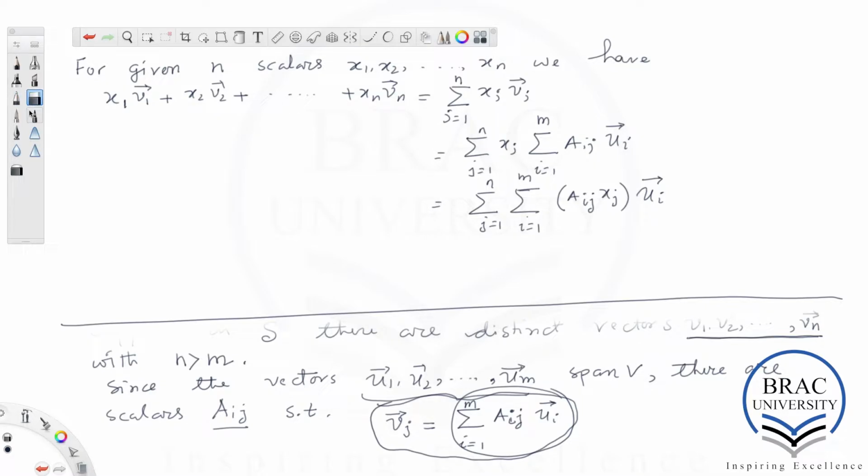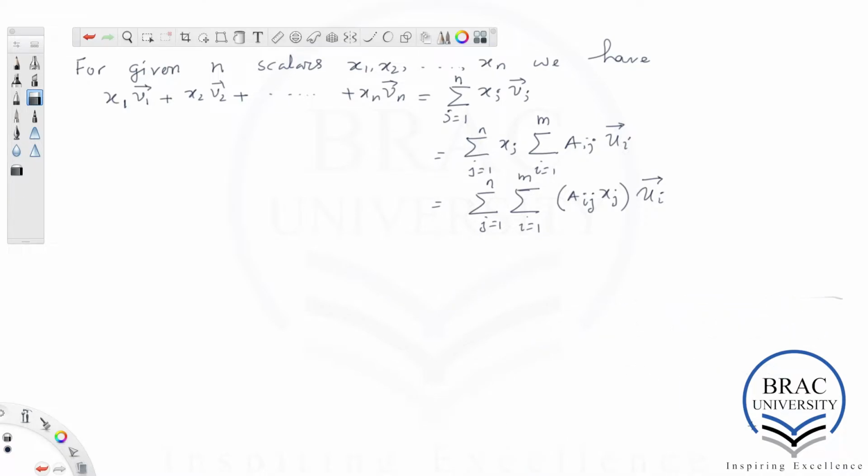Let me erase this bottom content. So I'm just taking away the sum over i, and then this is the sum over i of the sum over j of aij xj times ui. This is equation number 21.